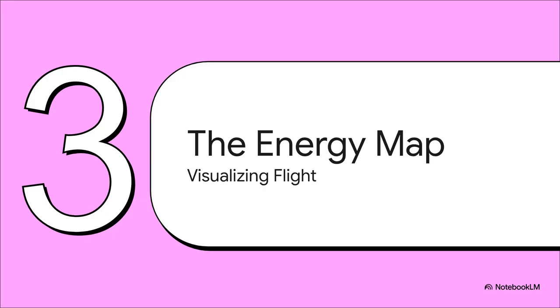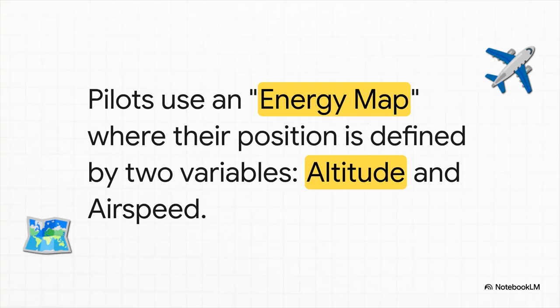Now, pilots don't just have to feel this out, they can actually see it. They use a kind of chart called an energy map to visualize their energy state and figure out their next move. Let's check it out. So just like a regular map uses latitude and longitude to tell you where you are, an energy map uses altitude and airspeed to define the plane's energy position.